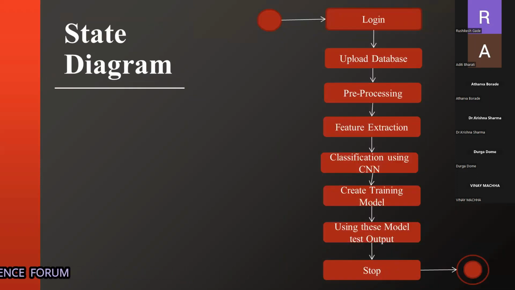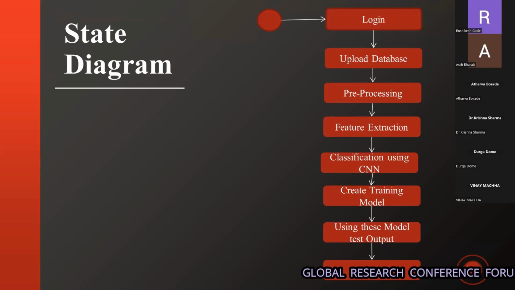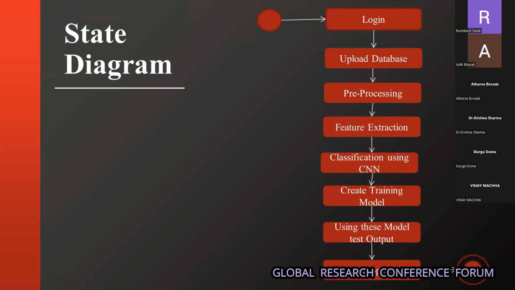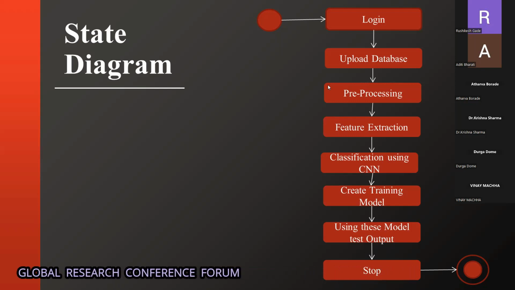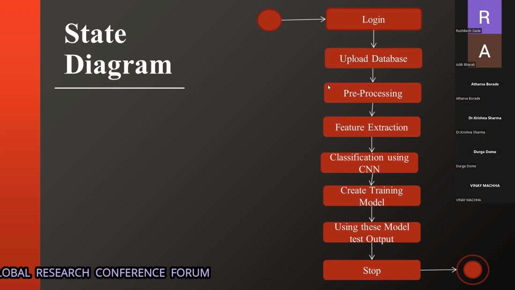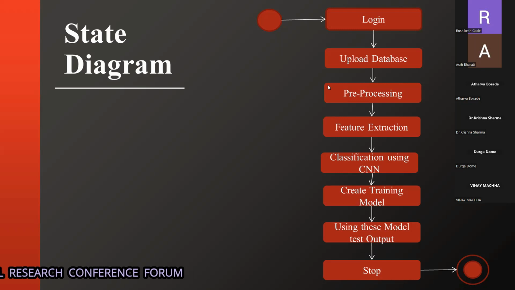Next is the state diagram. It shows the state flow of our project. Firstly, the user can log in and then upload the data set. We have already trained the data set that is uploaded. Then pre-processing is done using the CNN algorithm, and feature extraction is done by the pooling layer. After that, the images are classified by the CNN algorithm, and the classified images are trained by the training models. After that, we use the model output, and whether a crime has happened or not is compared with our data models, and when misbehavior happens, the output is produced.